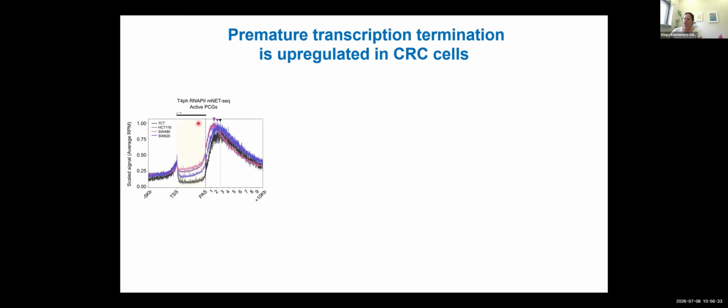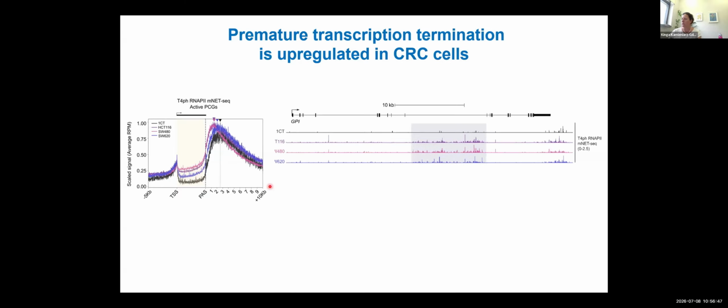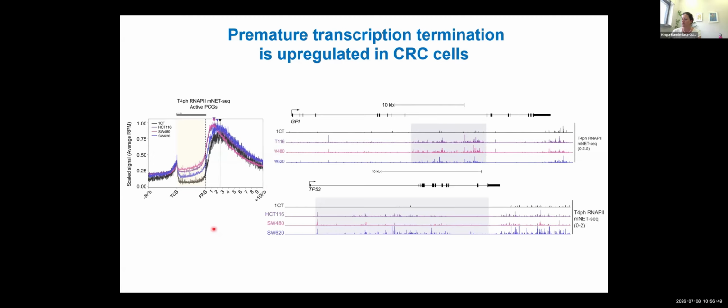But if you look here in the gene body, you can also see an increase of premature termination in cancer cells, particularly in the cell lines derived from primary tumors, but also the metastatic ones, compared to control. Again, these are some single gene examples which show this increase.